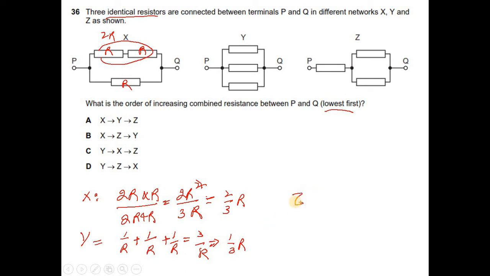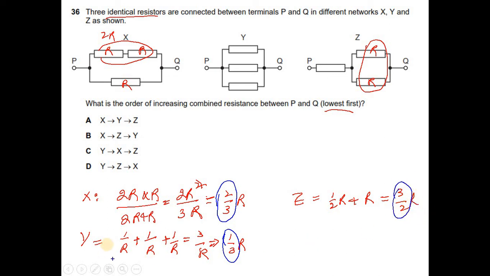And for Z, these two are in parallel. Parallel means if this is R and this is R, the combined resistance will be half of R. And then this half is in series with the other resistor. So half of R plus R, that means 3 by 2 R. Clearly, this is 1/3, the smallest, and then 2/3, and then 3 by 2. So your order must be Y, X, and Z. So Y, X, and Z, your option is C.